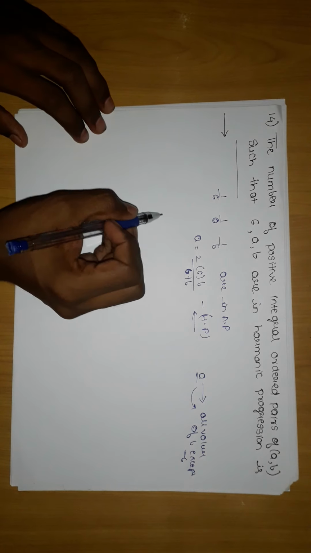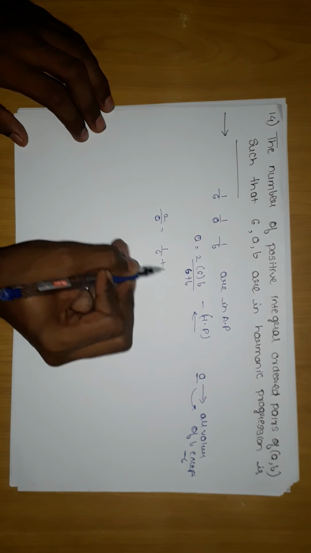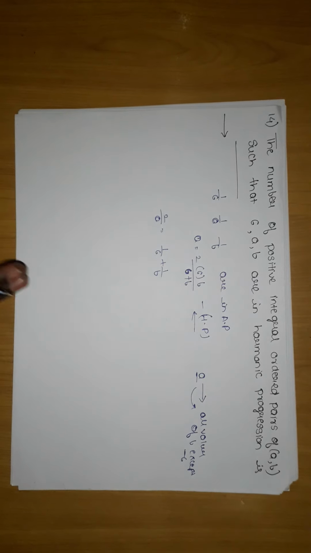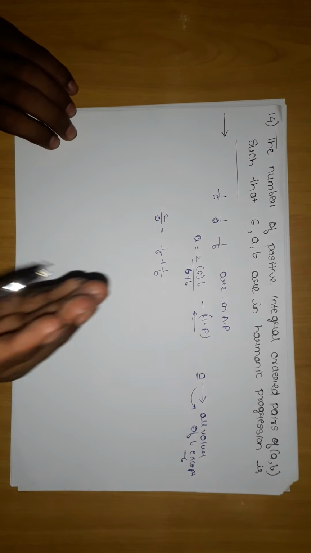How will you check? Just see this was 2 upon a, 1 upon 6 plus 1 upon b, the AP condition. You have cross multiplied and got the a value. Okay, you have checked the dependence that it satisfies all the values except minus 6. Now check for the b dependence.